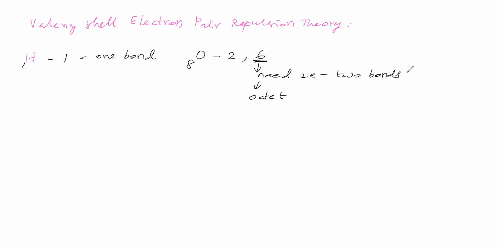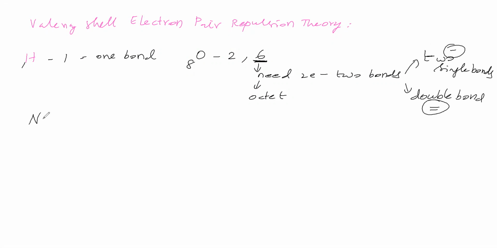How will it make these 2 bonds? One possibility is that it makes 2 single bonds. Otherwise, it will make a double bond. A double bond is like this, and a single bond is like this. Oxygen will make bonds like this.